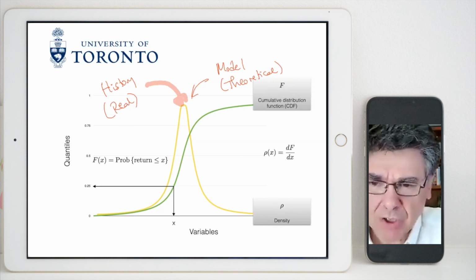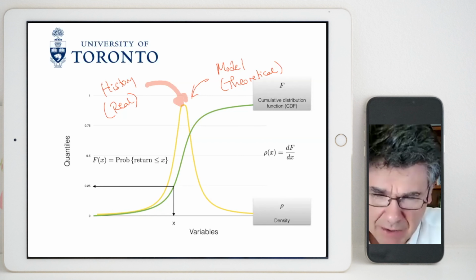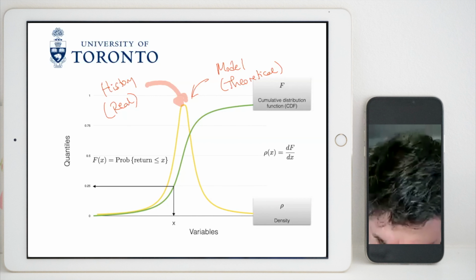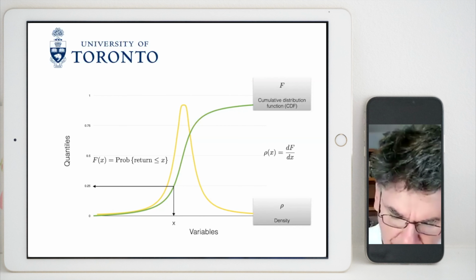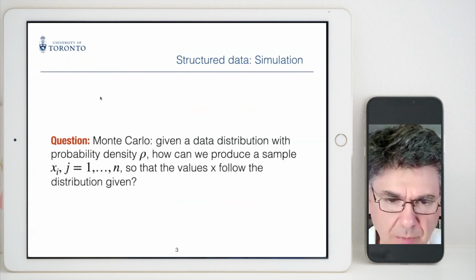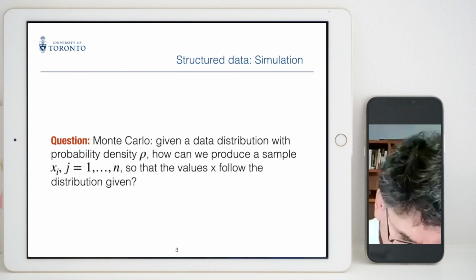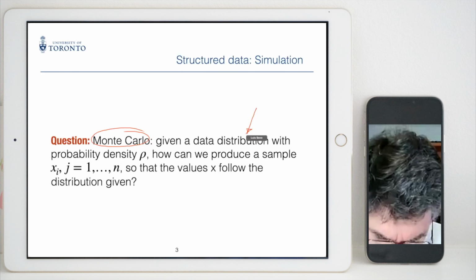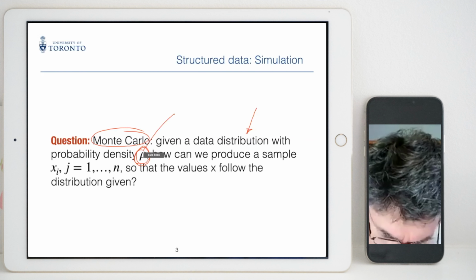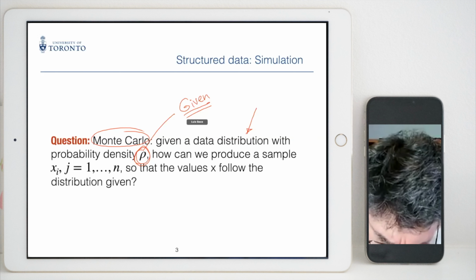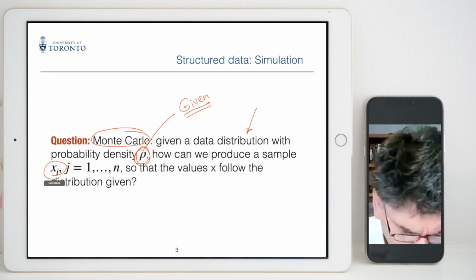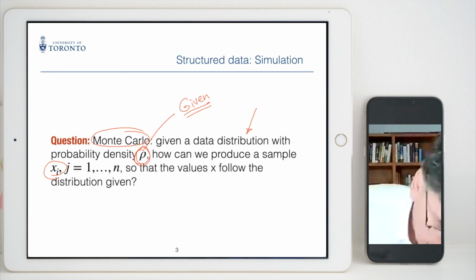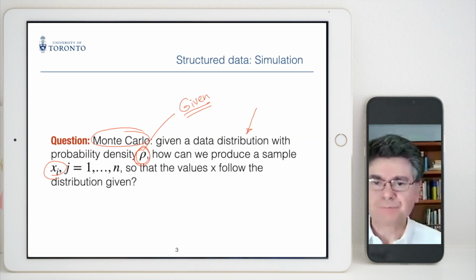generate markets? How can I generate variables that are consistent with this distribution? And the way to do that is this. I'm going to pose the question. So here's our question. This is our Monte Carlo question. Given a data distribution with a probability density given by rho, this is given, can we produce a sample so that the values follow the distribution that we are given? That's the question, okay?